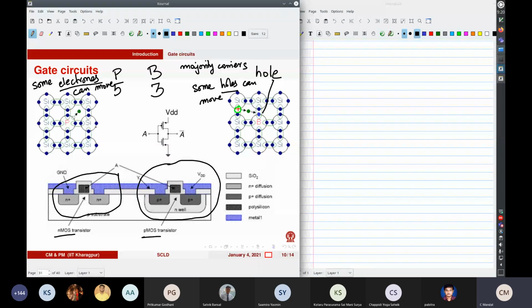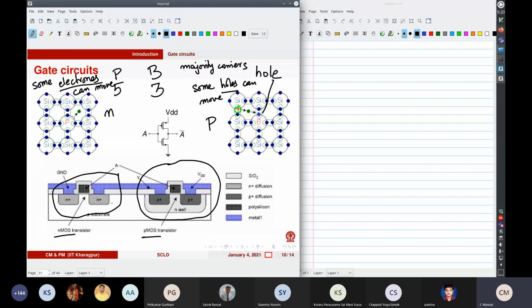So this is your N plus. So here, this is an N-type material, and this is called a P-type material. All right, this is a P-type material.